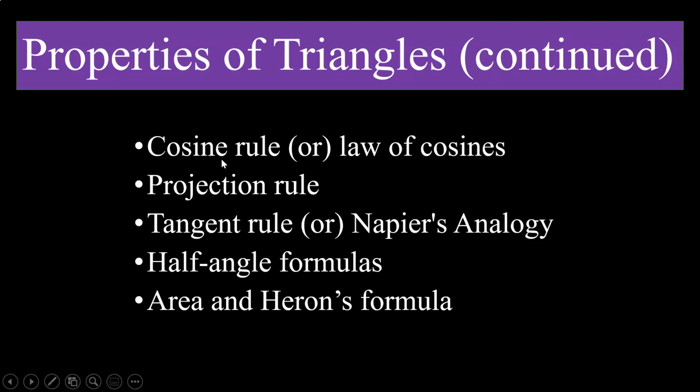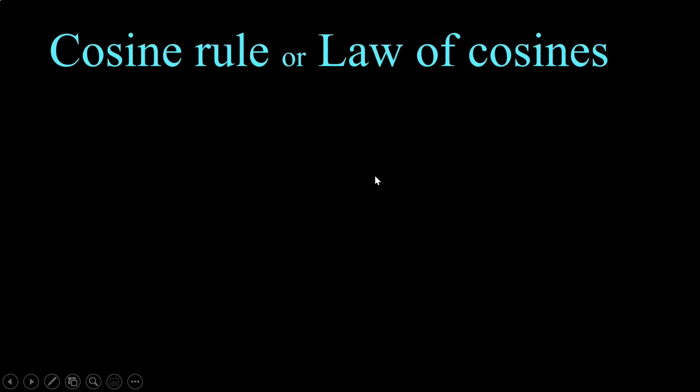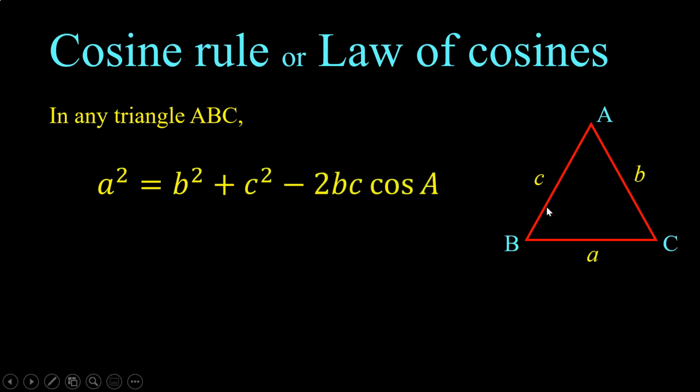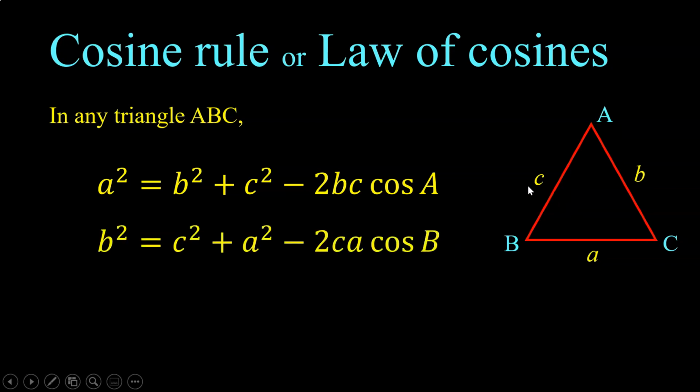Moving on, let us start with cosine rule, also known as law of cosines. It states that in any triangle ABC, we have a square is equal to b square plus c square minus 2bc cos A. Similarly, b square is equal to c square plus a square minus 2ca cos B, and c square is equal to a square plus b square minus 2ab cos C.